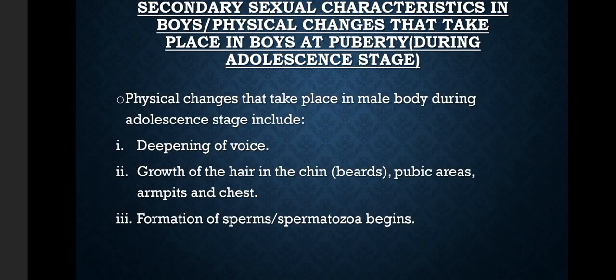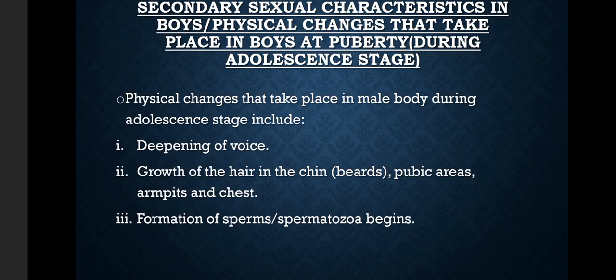Now, we can list those changes one by one. So the changes that will take place in boys during the adolescent stage normally includes the following. Number one, we have deepening of voice. Number two, we have growth of hair in the chin. The hair that grows in the chin, we call them beards. Apart from beards, we'll be having hair growing in the pubic areas. Apart from that, some will grow in the armpits and others will grow on the chest.